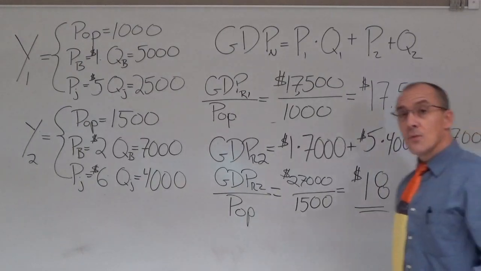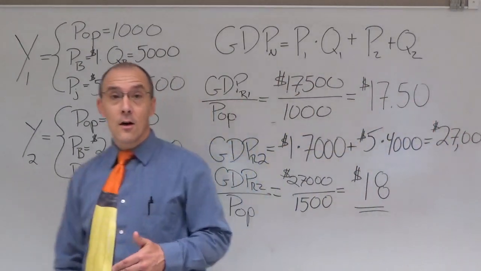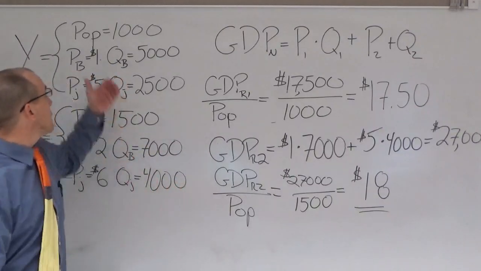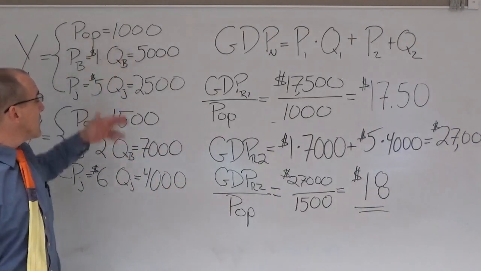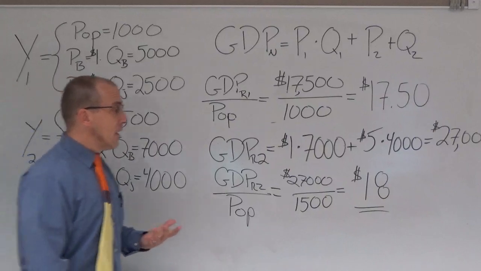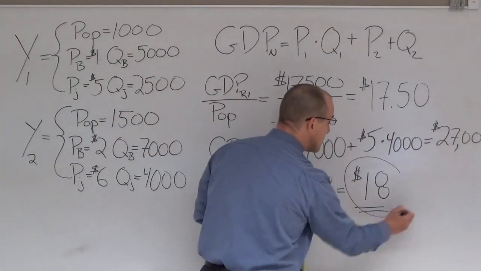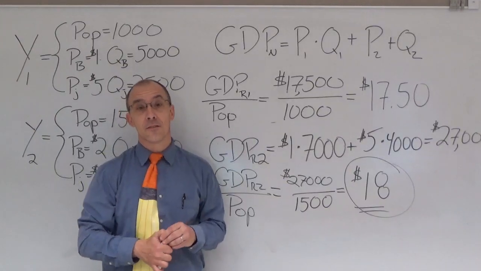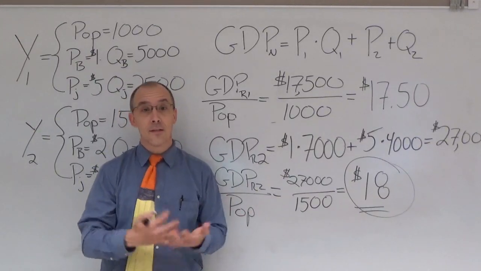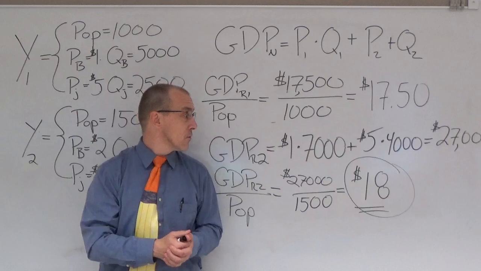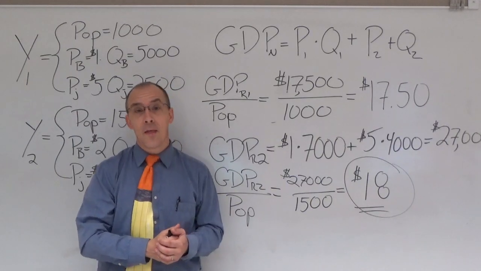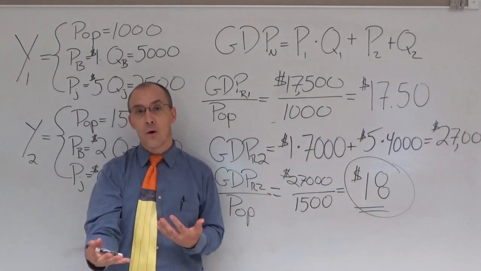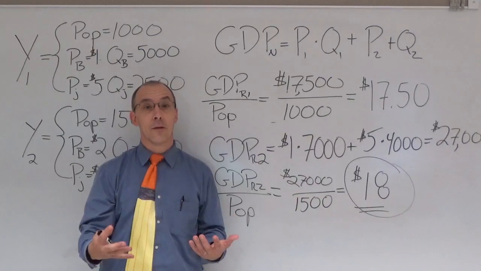So, at the end of the day, once we've stripped out the impact of inflation, the price changes from year 1 to year 2, and we've factored in the change in population, the population in this country is better off in year 2, but only by about 50 cents. That's still something. That is still some level of economic growth. They are better off, but it's not anywhere close to what was suggested by the nominal numbers.